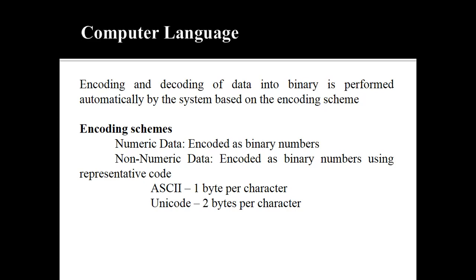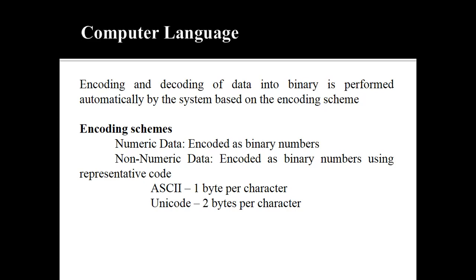Encoding schemes: numeric data is encoded as binary numbers, and non-numeric data is encoded as binary numbers using a representative code, ASCII. It is the American Standard Code for Information Interchange, as I remember, with 1 byte per character. Another system is Unicode, which has 2 bytes per character. So for encoding specific information in the form of 0 and 1, we have two different types of systems. First is the pure binary system, 0 and 1, and the other is the binary system that uses specific codes or characters for specific information.